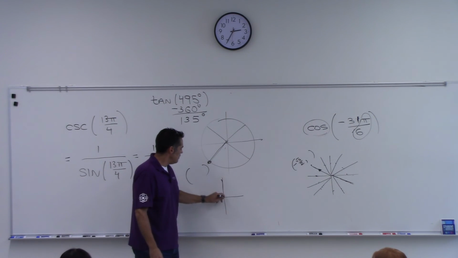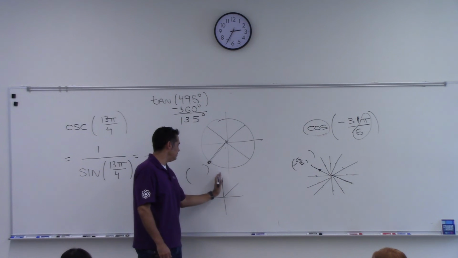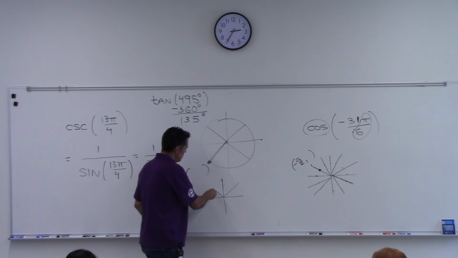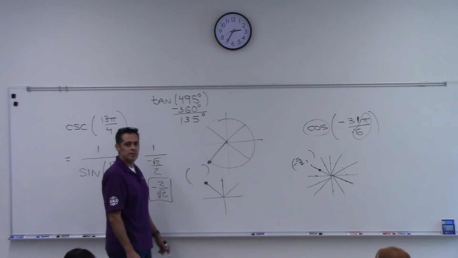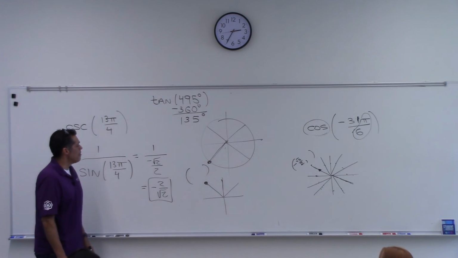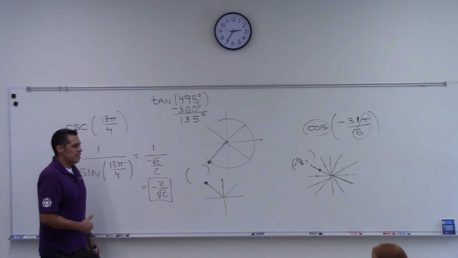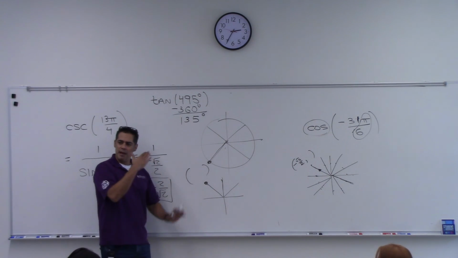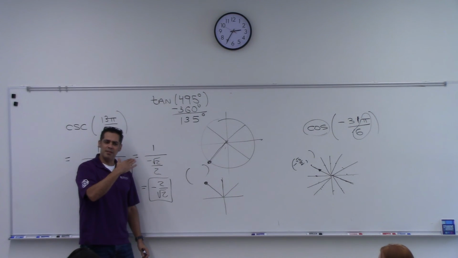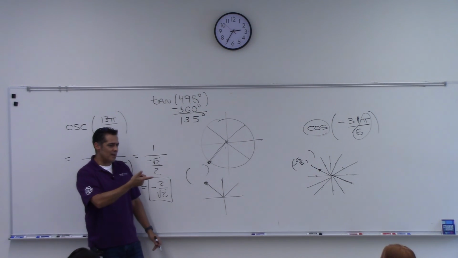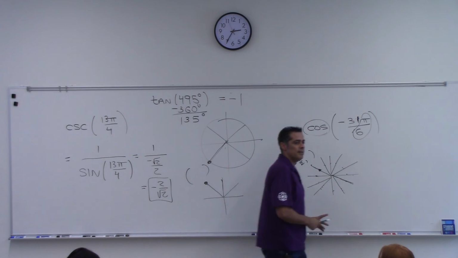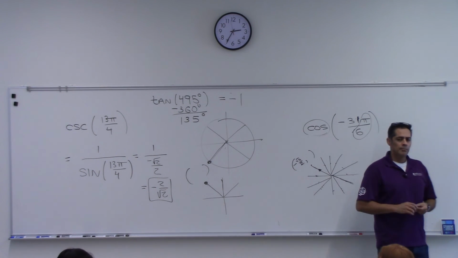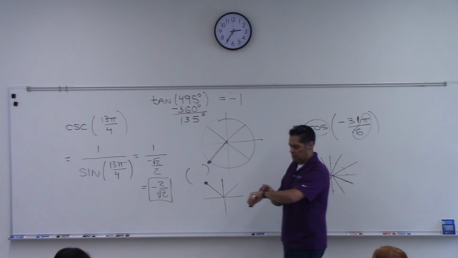This is 90, 45, 90. What's this one? 135 right here, right? That's 135 degrees. And tangent is what? Y over x. And since at that point, the y and the x are the same, but one of them's negative, the other one's positive, this should just be negative 1. Okay? Anything else?